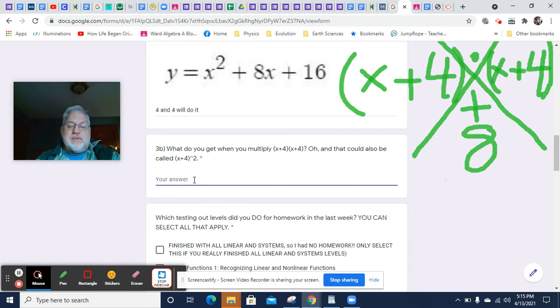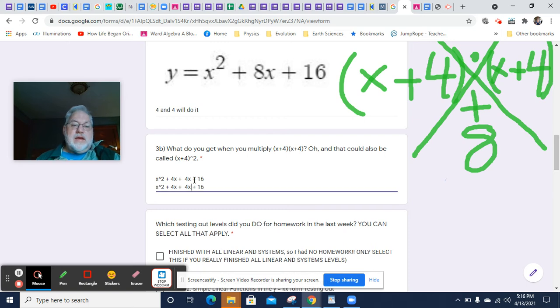So let's prove it. x plus 4 times x plus 4, that'll be x squared when I multiply the x's. And then when I multiply the first x times the second 4, I'll get 4x. When I multiply the first 4 times the second x, I also get 4x. Those are the same dang things. And then if I multiply 4 times 4, I get 16. So we'll add that together. Add that together. Add that together.